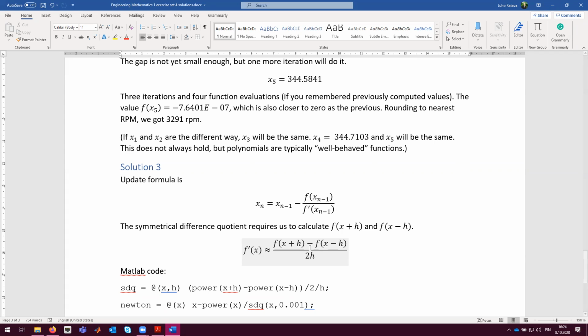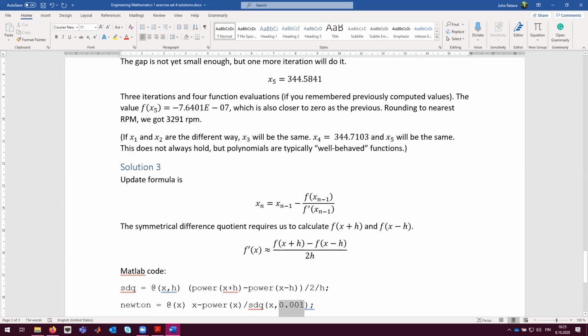You could have actually saved a few function evaluations if you had reused the function evaluations and used, for example, just a forward derivative. But the symmetrical difference quotient usually does converge faster to the real value, which of course doesn't necessarily mean that Newton's method converges faster, but I had this code for it, so I just wrote the same thing. So our function is now the power function, and then this is our symmetrical difference quotient, and Newton's method using these functions would be something like this.